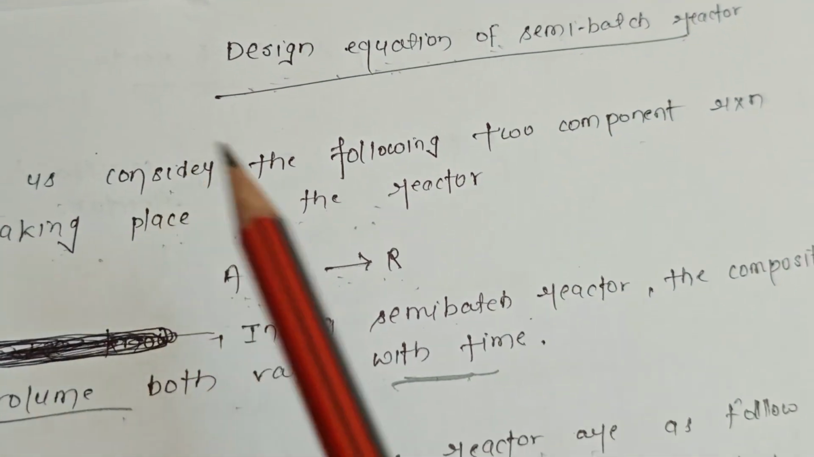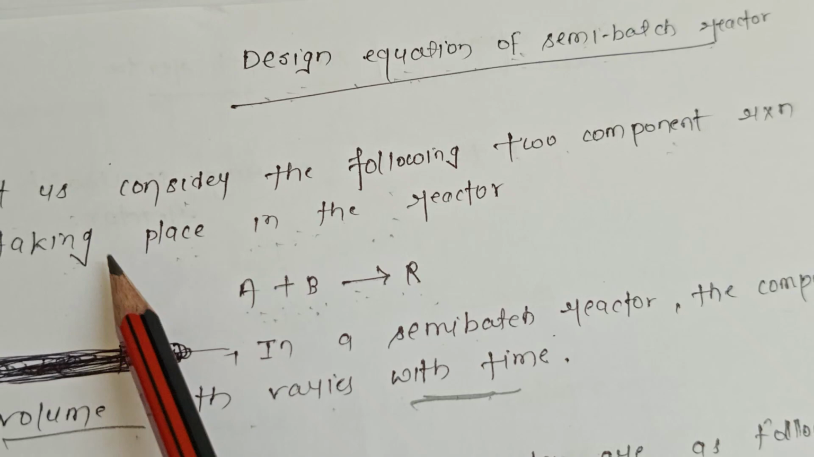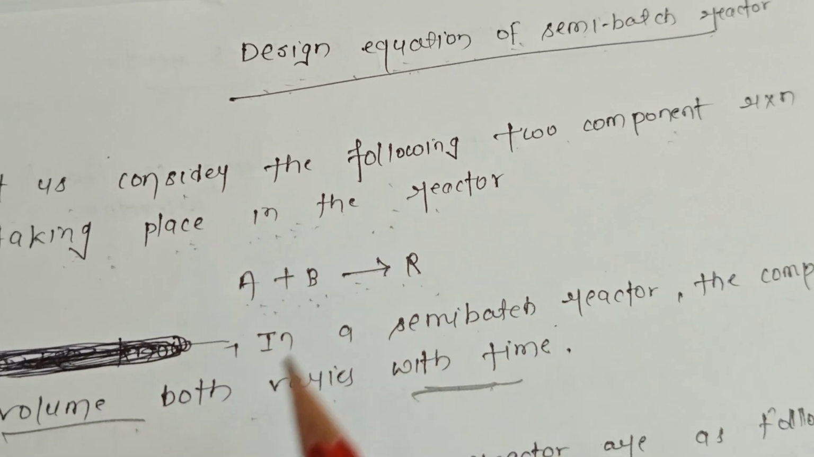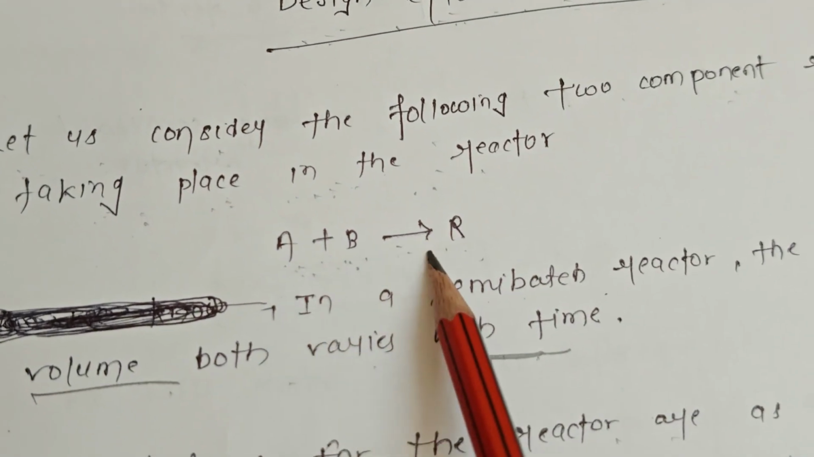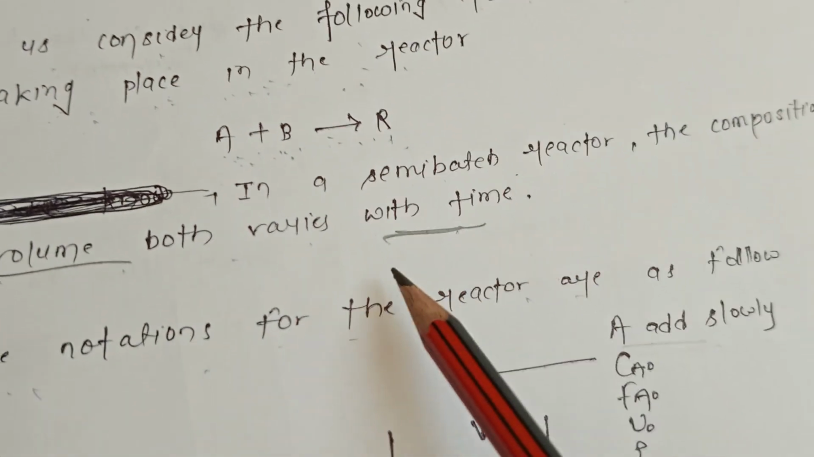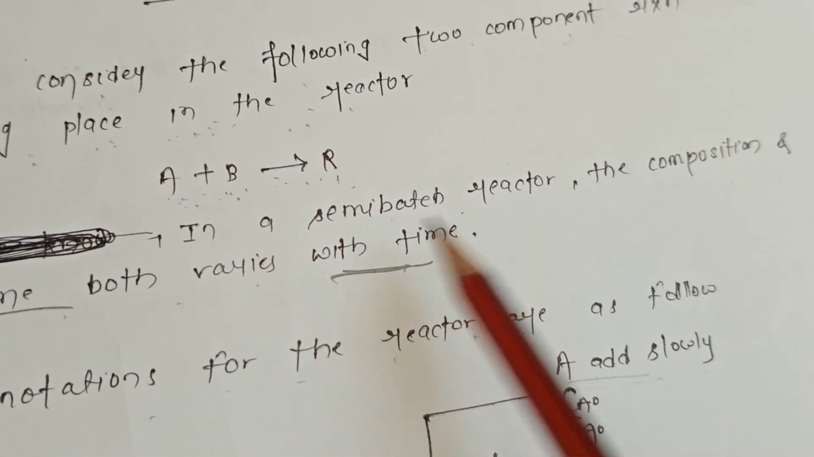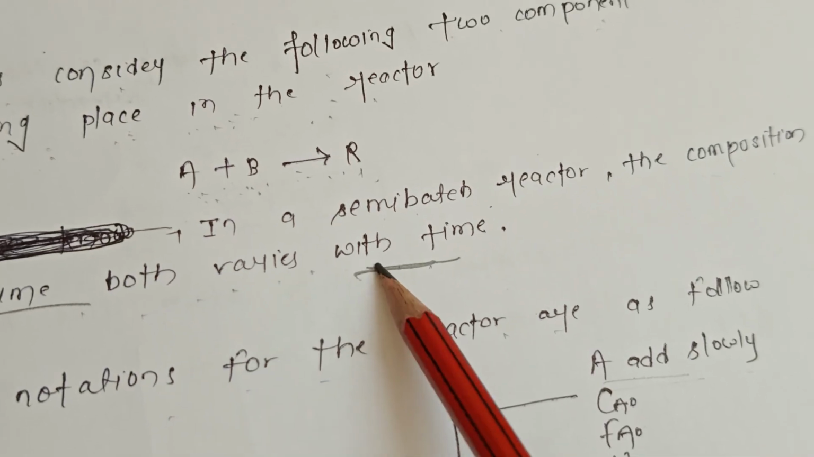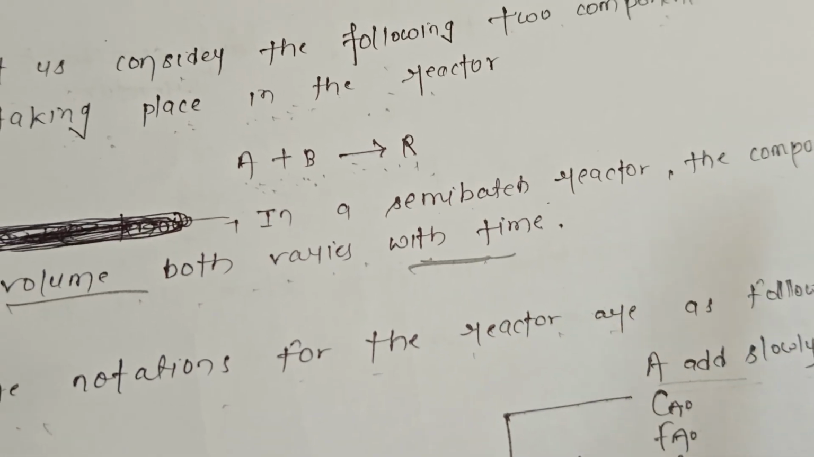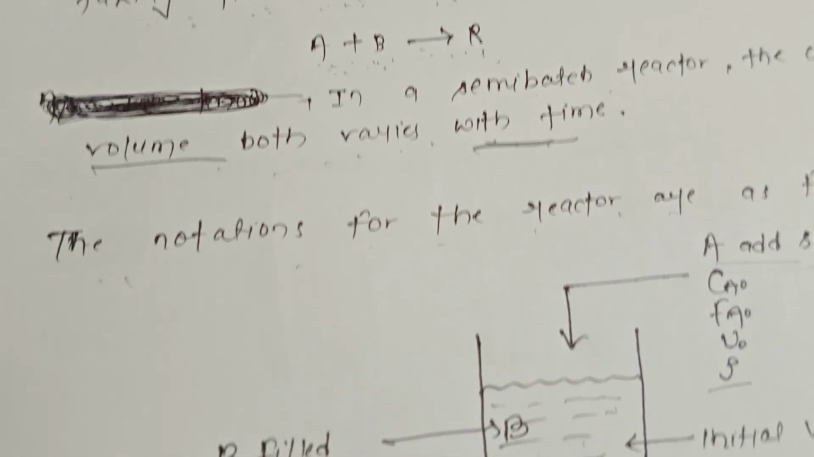In this video, I am going to discuss the design equation of a semi-batch reactor. Let us consider the following two component reaction taking place in the reactor, that is A plus B gives R. In a semi-batch reactor, the composition and the volume both vary with time. This is the key point in a semi-batch reactor.